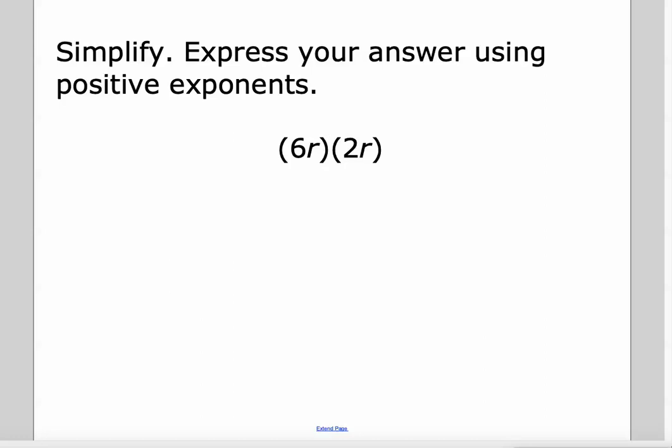Okay, so with multiplication, this is a monomial times a monomial, 6r times 2r. It's basically just saying 6 times r times 2 times r. And with the commutative and associative properties, we can basically multiply in any order we want. So I'm going to take this 6 and multiply it by this 2. 6 times 2 is 12. And then I'm going to multiply the r by the other r. r times r is r squared. So 6r times 2r is 12r squared.